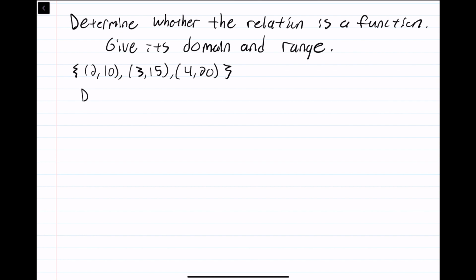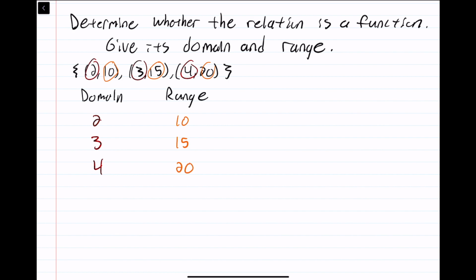So in our fifth example, we'll repeat the same process. Domain on the left, range on the right. So 2, 3, and 4 is our domain. And our range is the second coordinate. So 10, 15, 20. So 2 maps to 10, 3 maps to 15, and 4 maps to 20. So since each member of our domain maps to exactly one member of the range, this is a function.